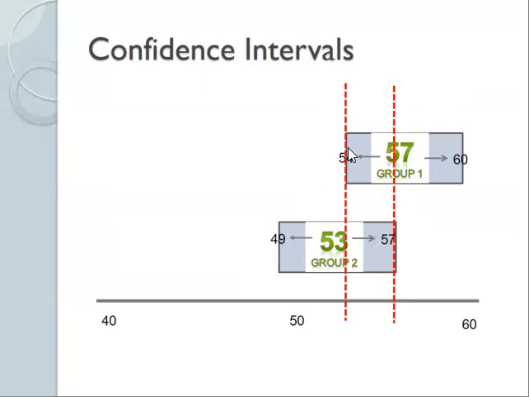It's possible that Group 1's population mean will actually be as low as 54, and Group 2's population mean could actually be as high as 57, so they could actually be swapped, and Group 2 could be higher than Group 1. So in this experiment, this means that the means are not different. We can't conclude that there's a definite difference or that we would see a similar difference in the population. So this tells us that the independent variable did not have an effect on the dependent variable.